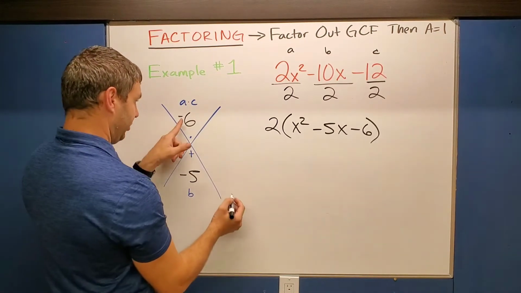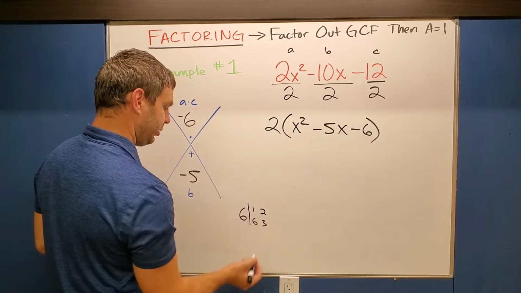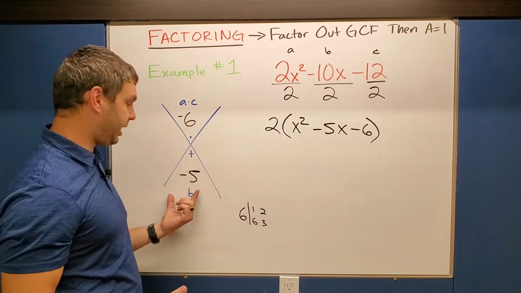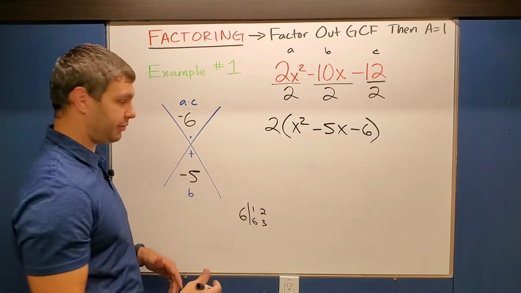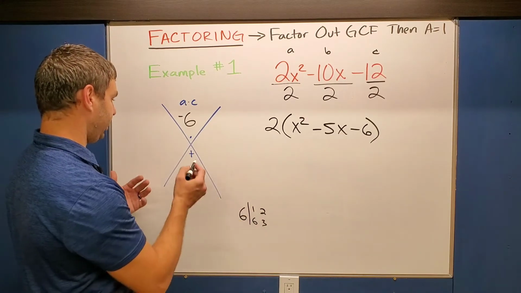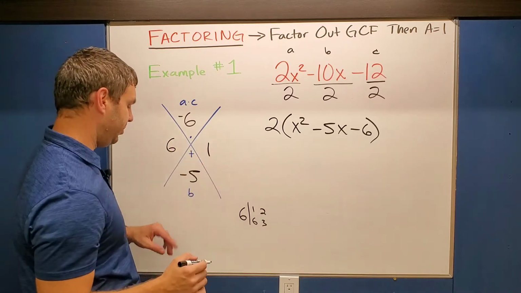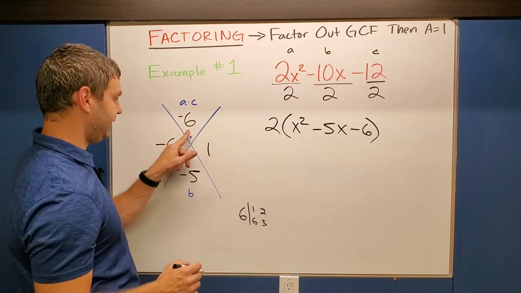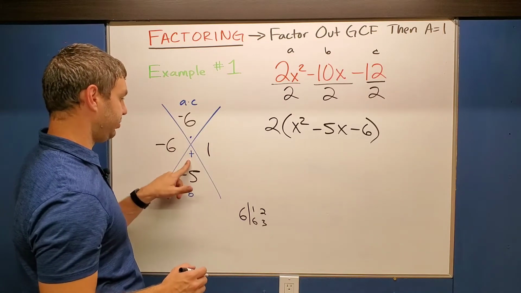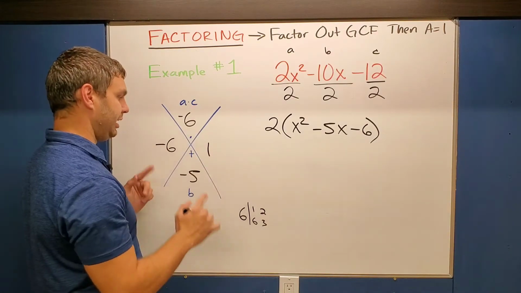If you think of the factors of 6, you have 1 and 6, and 2 and 3. Both of those are able to get to 5 somehow. We could take 6 minus 1, or we could take negative 2 minus negative 3. Let's see what would work here. I think the 6 and the 1 would work. If I make the 6 negative, negative 6 times 1 is negative 6, and negative 6 plus 1 is negative 5. So the 2 numbers I found on the sides here are negative 6 and 1.